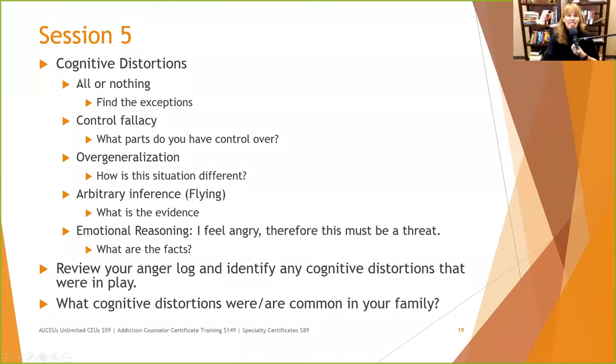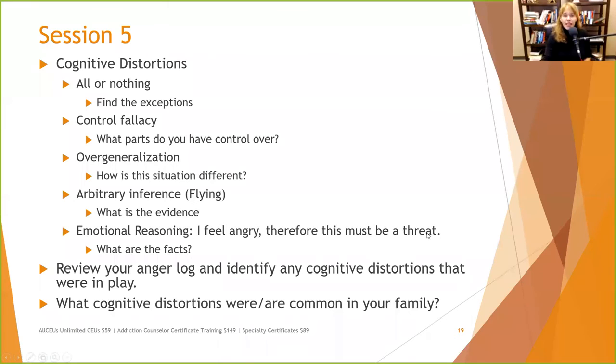If they're overgeneralizing something, whenever you grow up in a house that has a lot of violence, maybe they overgeneralize when people get loud that this is going to be violent, this is going to be dangerous. Encourage them to ask, how is this situation different? So maybe it's not dangerous. Arbitrary inference. People use this a lot when they talk about fear of flying. They draw conclusions without having enough information. So encourage them, again, to look at the evidence. And emotional reasoning. I feel angry about this, therefore there must be a threat. So look at the facts. A lot of times it comes back to looking at the facts and the big picture.